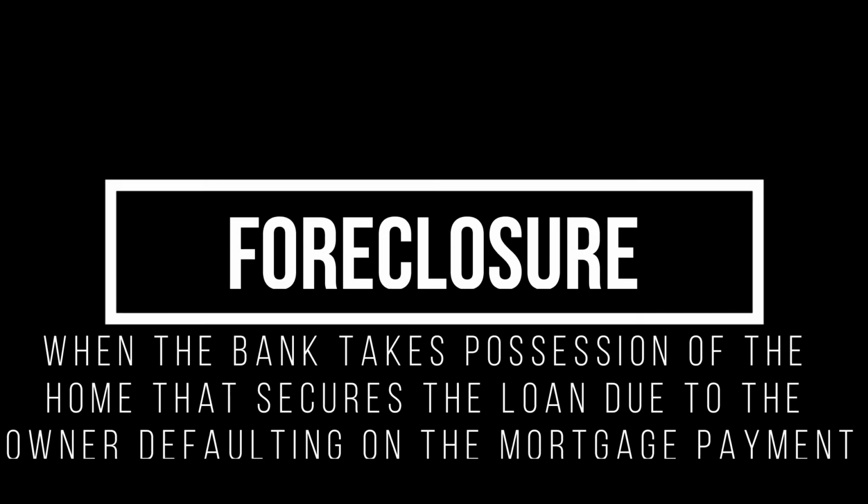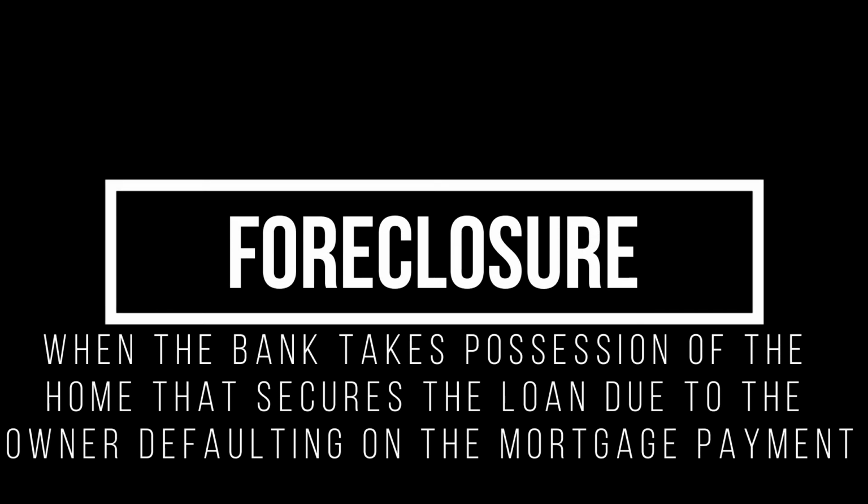Next vocabulary word we have is foreclosure. Now, let's assume, just like in the previous example when we were talking about people who walked away from their mortgages, means that they stop making payments. And when that happens, the bank takes possession of the home that was secured by the loan due to the owner defaulting on the mortgage payments. So you stop making the payments, the bank needs to recover the money that they lent you, the loan that they lent you, the mortgage. So what they do is they start the foreclosure process where they legally take possession of the home, turn around, put it on the market, and sell it to recover the funds that you borrowed.